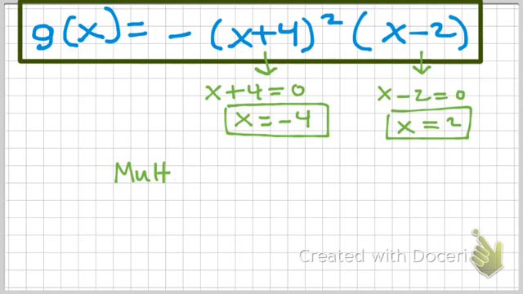Class, this expression, x equals negative 4, has a multiplicity of what? It has a 2. So your multiplicity is a 2. Is that number even or odd? This is an even. What do you do at even? It's gonna kiss.